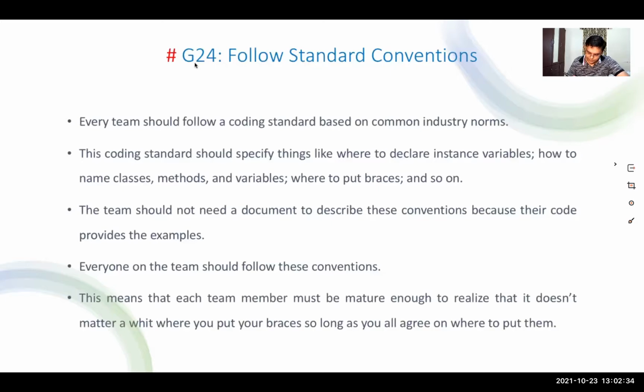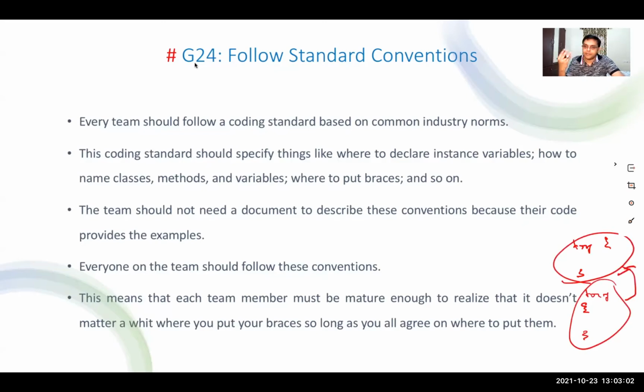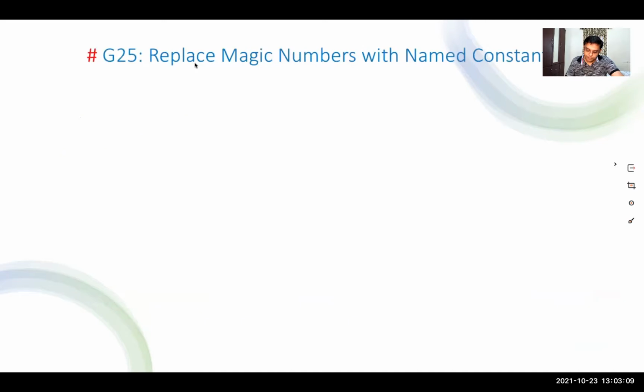This is also a very interesting statement, the last one. It means that each team member must be mature enough to realize that it doesn't matter where you put your braces. So braces, I can put it here, if you look into Java, or I can put it on another line, right? This may be your coding style, but the company is following this standard. You should be mature enough to switch to this, because this doesn't matter and it will benefit the company. Since I said you are professionals, you should be mature enough to put it like this.